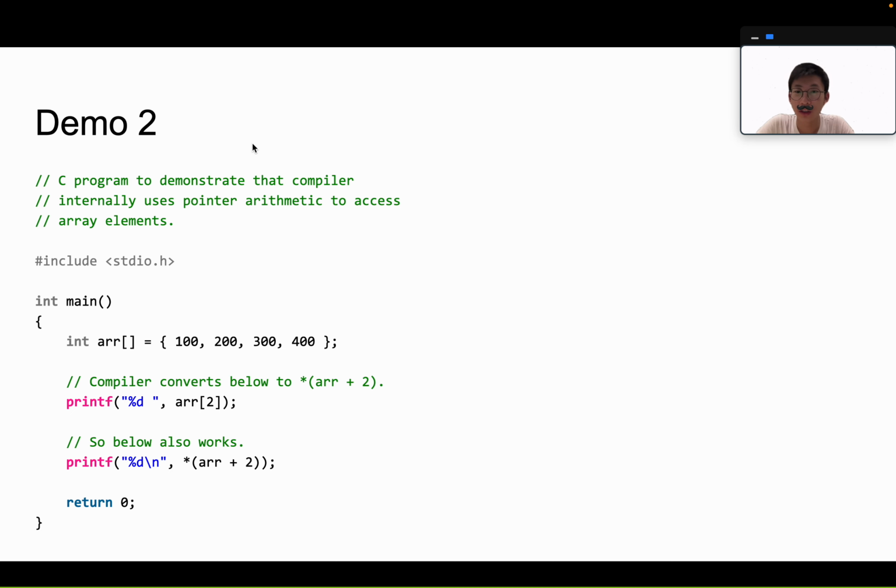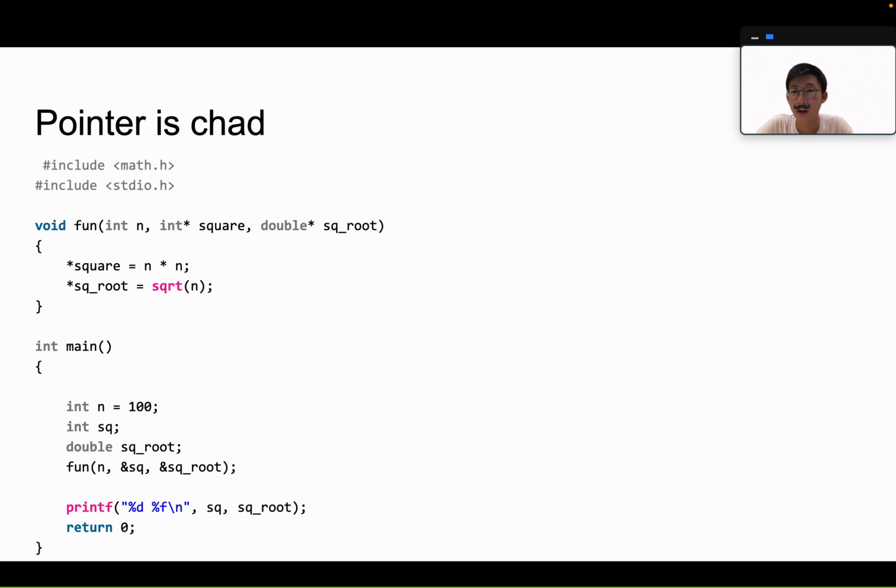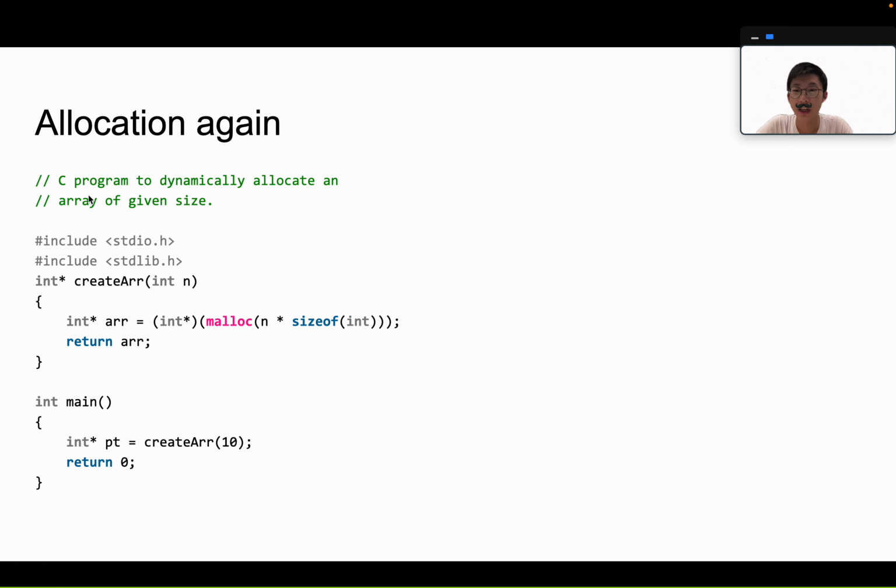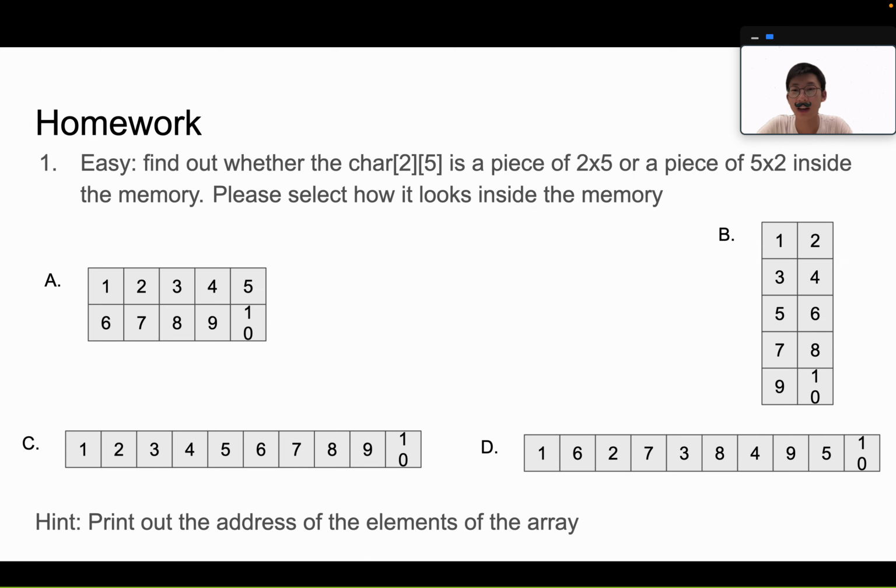Okay, demo 2, this is to demonstrate how the compiler uses pointers. Okay, it doesn't matter. Pointers are actually very Chad, right? For square root. Okay, next. Allocation, it's malloc again. Okay, dynamically allocate, we just did that. Okay, now it's homework time. Wow. Okay, this is super easy.